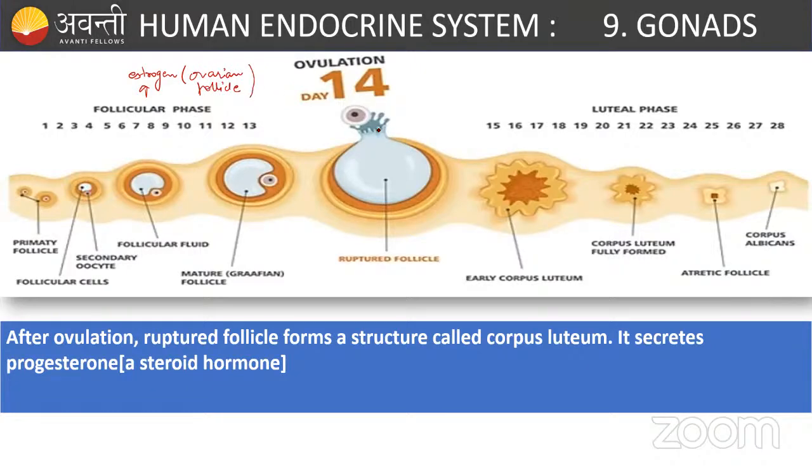And on the 14th day, when the ovarian follicle ruptures and the ovum is released, this ruptured follicle forms the corpus luteum. And the corpus luteum secretes a hormone, which is progesterone. So progesterone basically supports pregnancy in females.